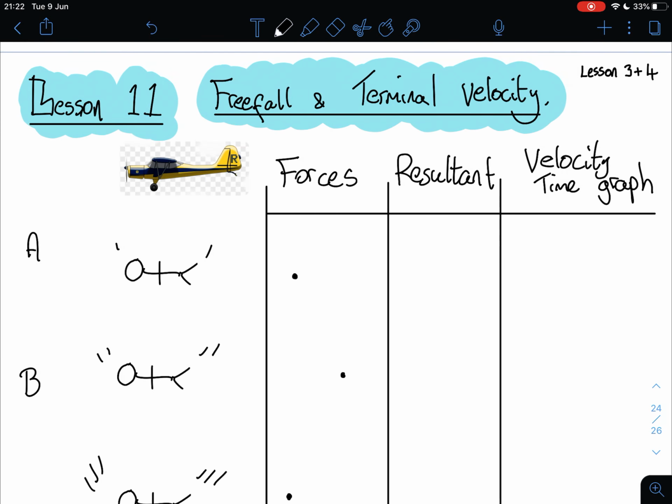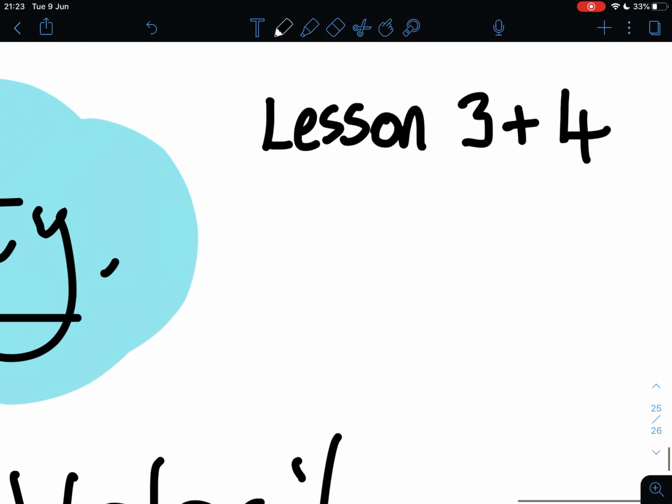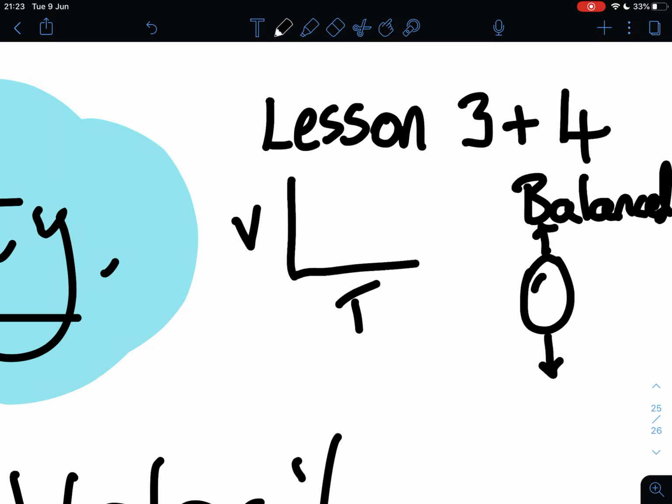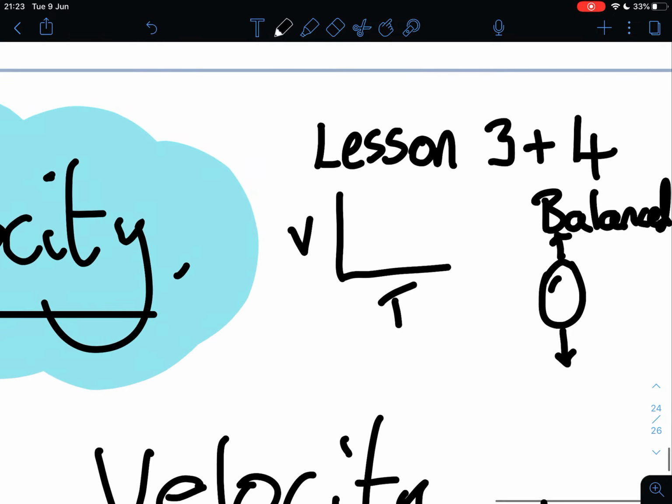Okay, here we have lesson 11, free fall and terminal velocity. Before you go any further, I want you to check that you've done lesson 3 and lesson 4. Lesson 3 is how to graph acceleration with a velocity time graph. We're going to be using some of that today. Lesson 4 was all about the idea of balanced and unbalanced forces. In particular, we drew balloons and the forces acting on helium balloons, whether they're the same or different. If you've got both of those done, then you can proceed.